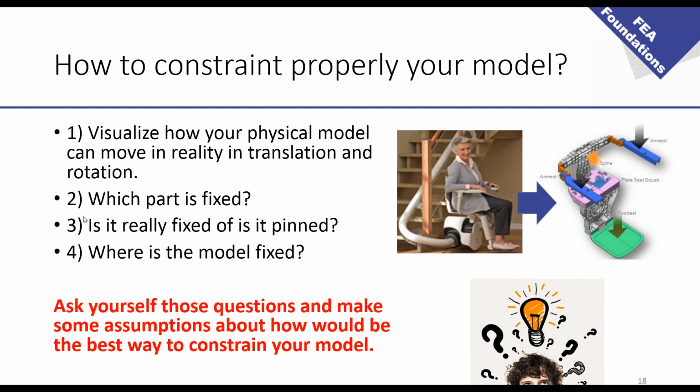So you have to ask yourself these questions. First, visualize your physical model. How is it fixed? How is it constrained? Then which part is fixed? Think about it. Which surface of your model cannot move, and in which direction? Is it really fixed, or is it pinned, or is it one specific direction which cannot move but it can rotate in another? Where is the model fixed exactly? This is only 4 questions, but you can ask yourself many more.